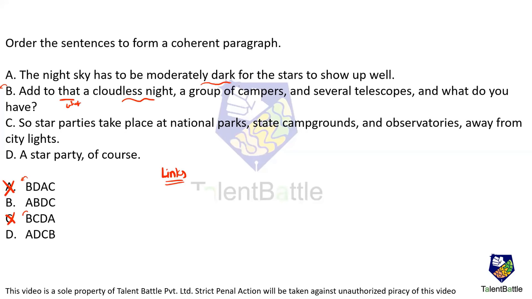A group of campers and several telescopes. And what do you have? Definitely you are going to have a star party, of course. So AB is definitely a link and BD is for sure a link. Combining both, I have the link ABD, and the last statement must be about star parties. Because we have already mentioned the star party, star parties take place at national parks, state campgrounds and observatories away from the city. So C must be the conclusion. That's what my option should be: B. I hope everybody understood this question using the strategy of links.